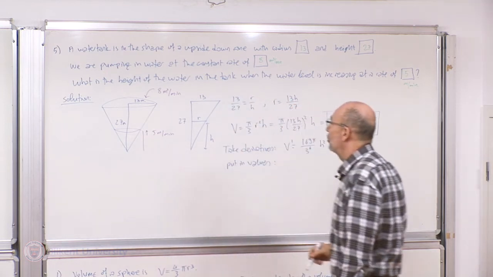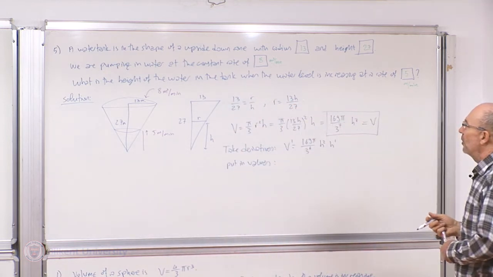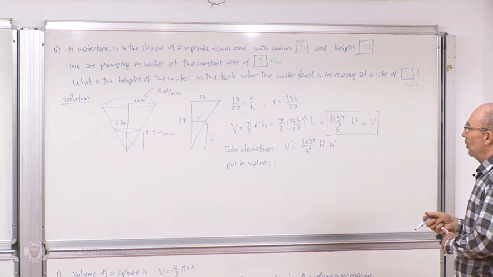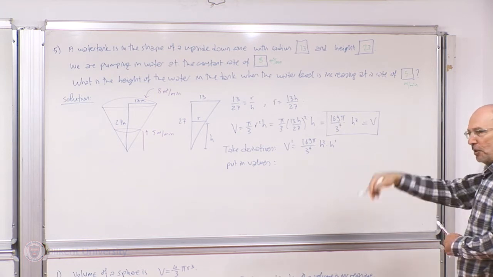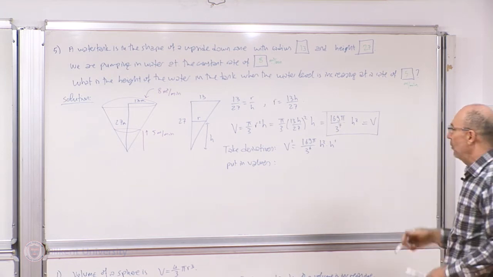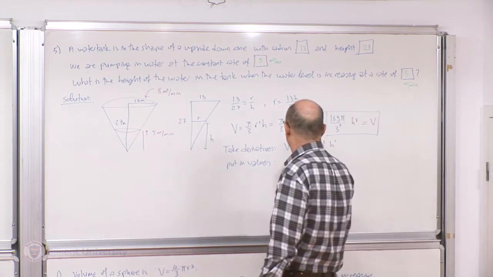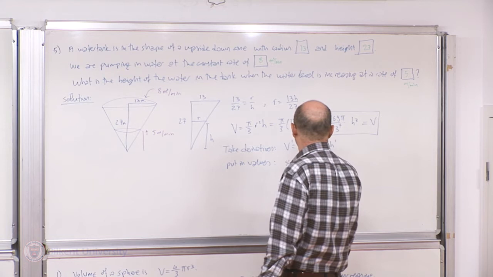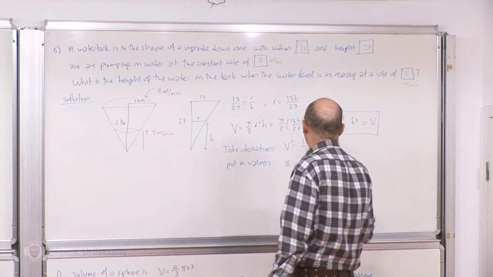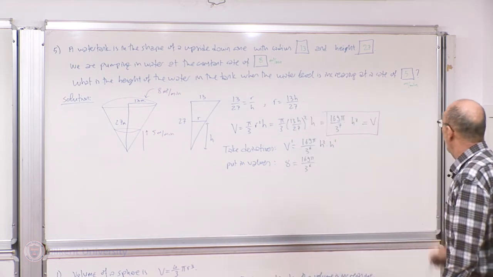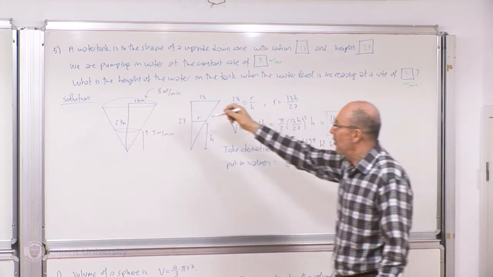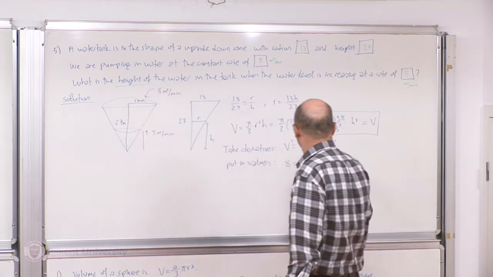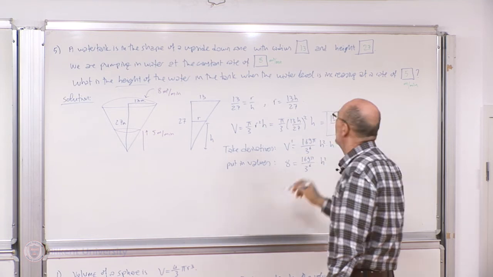Okay, now we read the story again. V prime is 8, but is it plus or minus? Water is poured in, so it's increasing. V prime is plus. We take it with plus 8, 169 pi over 3 to the power 6 times H. H is not given. Well, in fact, it is us. What is the height? So H square remains H square.